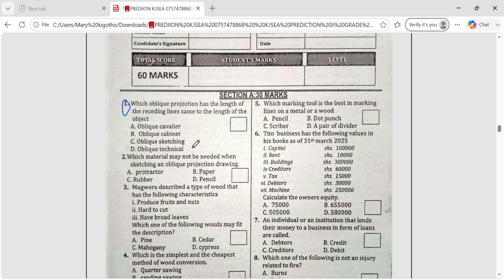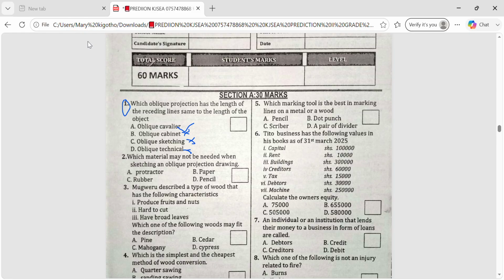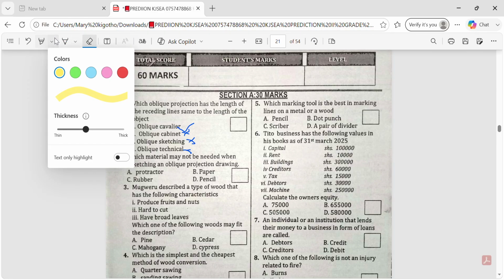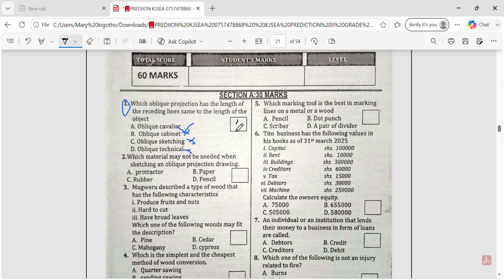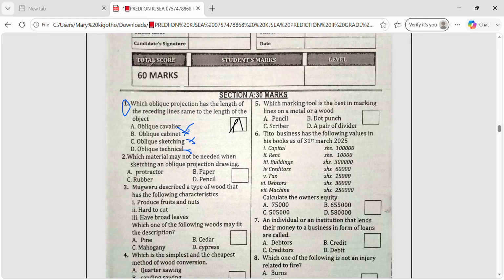So therefore, this is out. Oblique sketching, there's nothing like that. That's also out. Oblique technical, that's out. So you know that the correct answer is A. So you write there A. That's the correct answer. Then you go to the next question.